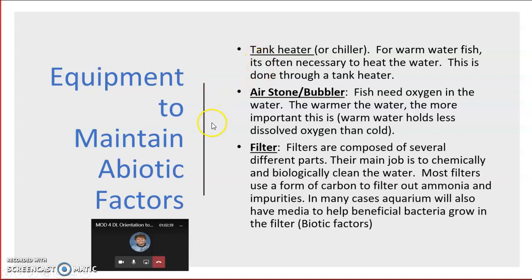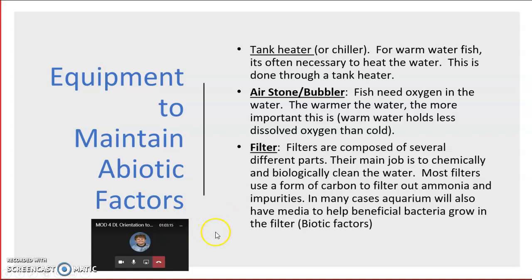An air stone or a bubbler. This is to add oxygen into the water. If there's no oxygen in the water, the fish will die because they need oxygen in order to live. Filters. Filters are usually composed of many parts, and their job is to remove chemical and biological waste from the water. So you remove waste or stuff that is not needed in the tank out of the water. Most filters use some form of carbon to take ammonia out of the water because ammonia is toxic to fish.